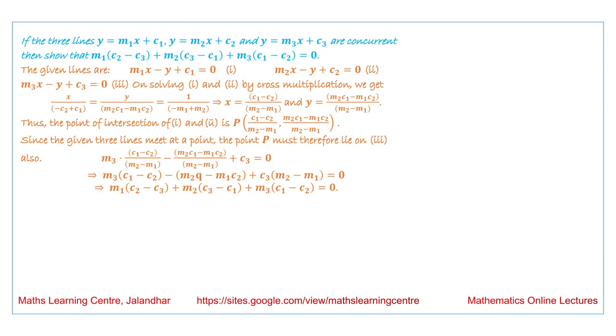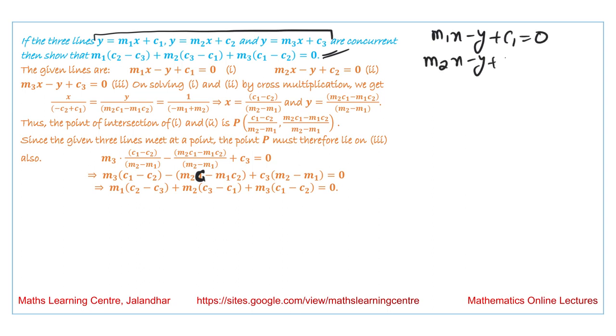Next is, if the three lines whose equations are given are concurrent, then we have to prove this result. Now, if these three lines are concurrent, we are talking about the first two lines. It is m1x minus y plus c1 is equal to 0.